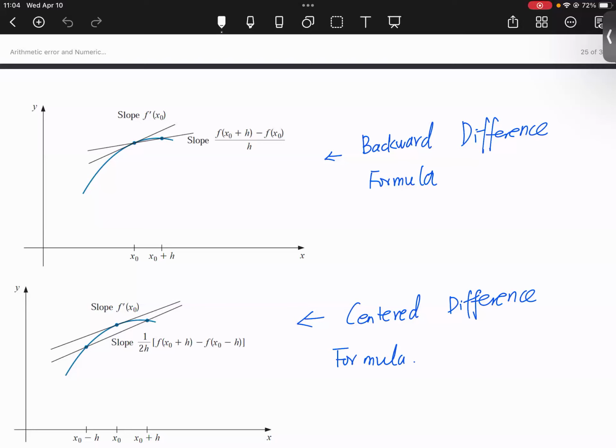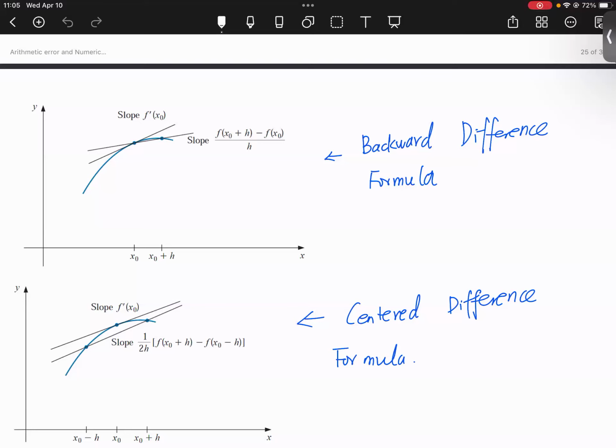So you could see we are going to use the slope of this line to approximate the slope of the tangent line. And here we are going to use another line to approximate the slope of the tangent line. So this is the intuitive look for these finite difference formulas. I'm going to give you some conclusions here before we move to the next. But could you tell me from the picture which one you prefer to use?